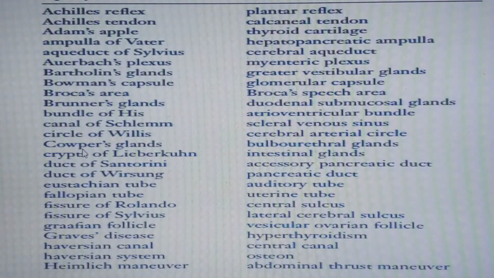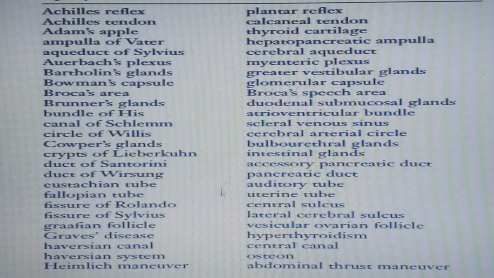We look at all these ones. Cowper's gland, that's the bulbourethral gland. So if you hear Cowper's gland, it's the same as bulbourethral gland. Crypts of Lieberkühn, that's the intestinal crypts, where in the small intestine and large intestine, the mucosal glands over there are known as crypts of Lieberkühn. The accessory duct of the pancreas is known as the duct of Santorini, as we've seen. The main pancreatic duct is known as the duct of Wirsung.